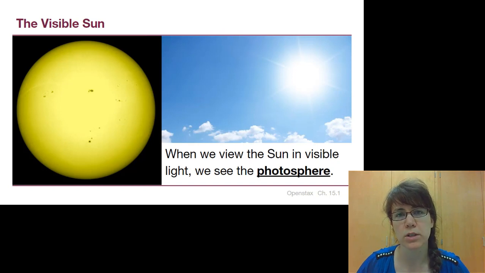Now, if we've ever looked at the sun briefly, even though we know we're not supposed to, on a nice clear day, it's just a really bright light in the sky. And we know that it's too bright for our eyes to look at. But if we take a picture of the sun with a spacecraft, like on the left, or with a camera, like on the right, what we're actually seeing is what's called the photosphere.